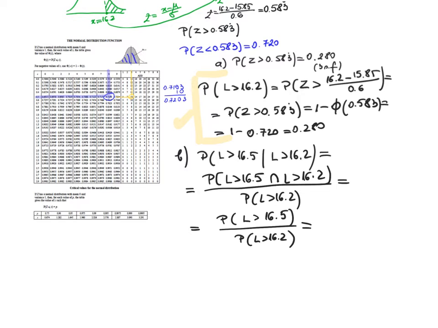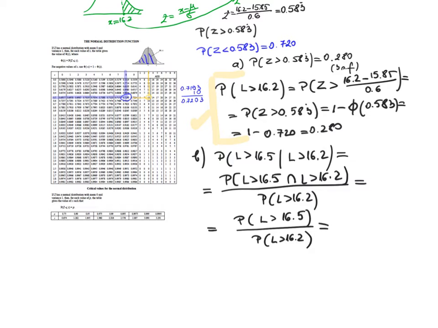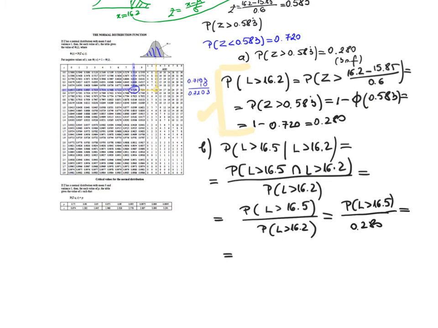To save our time, very often one of these has been calculated before, so I'm going to check, and I see indeed the denominator was calculated in question A. So the denominator is 0.280. So I'm left just to calculate the probability of L being bigger than 16.5. I apply a procedure similar to the one above, and I find 0.1393 over 0.280, which gives me 0.480 to three significant figures.